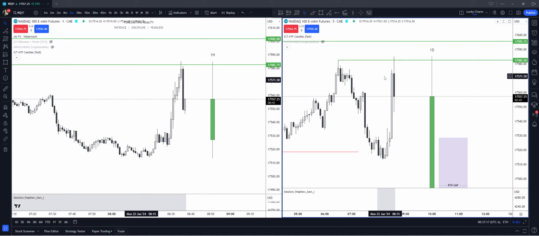CJ, do you only trade the silver bullet? Yeah, that's the emphasis of these streams, to look at the silver bullet and teach you guys to pay attention to that. ICT has put a huge emphasis on that, especially for the newer students, even for myself.